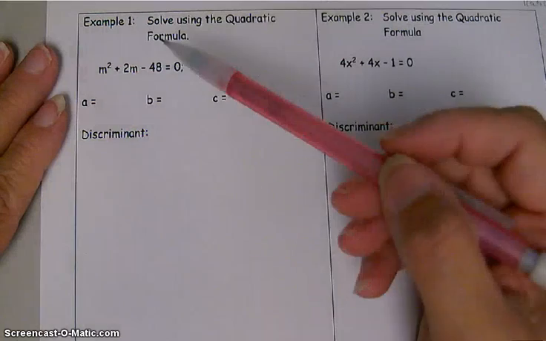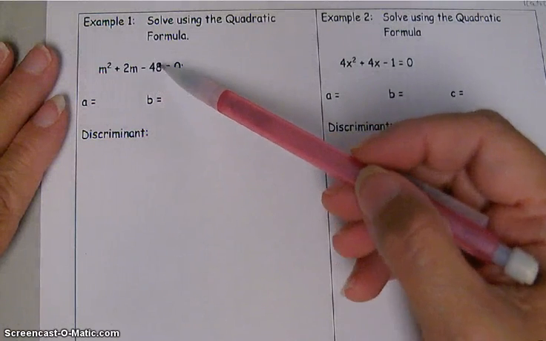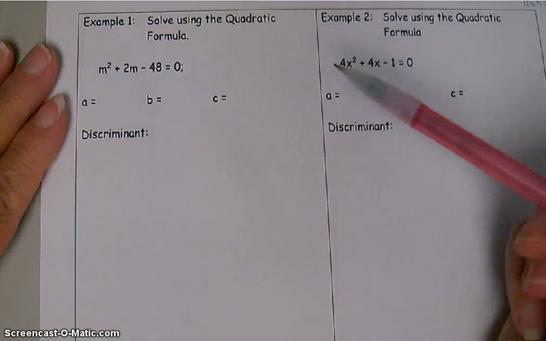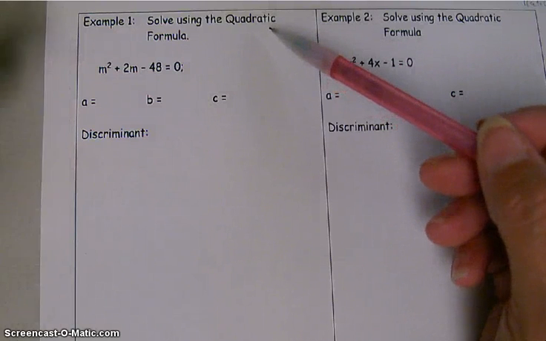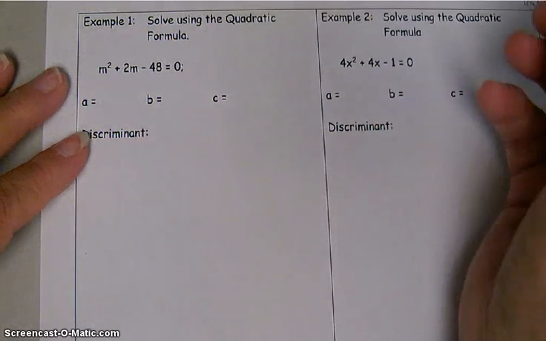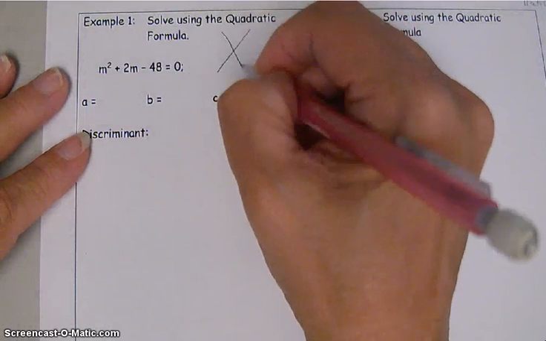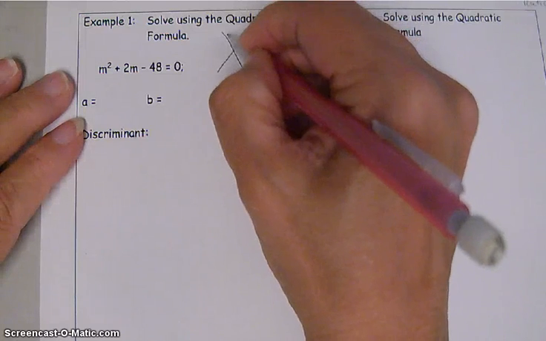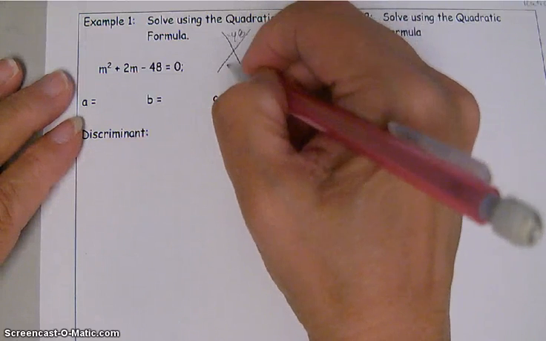Our first example is given here as m squared plus 2m minus 48 equals 0. Whenever we're asked to solve a quadratic, the first thing you want to do is check to see if you can factor it. So this is a case. Let's do our little factor. Our leading coefficient is 1, so I'm going to put negative 48 here, and then positive 2 here.